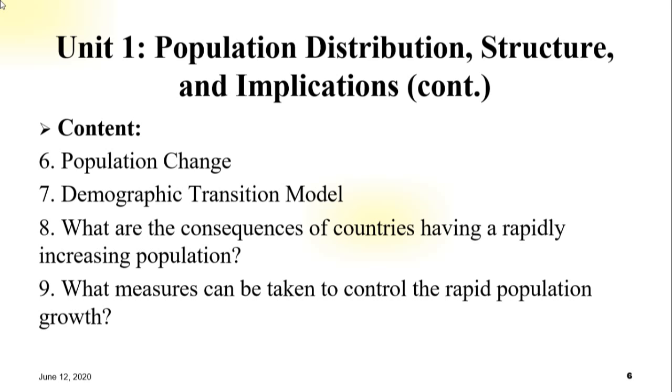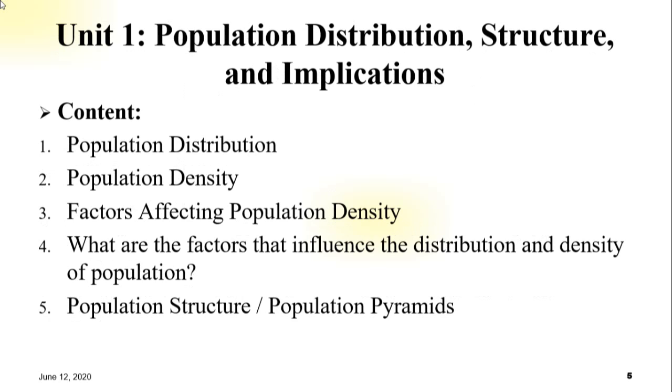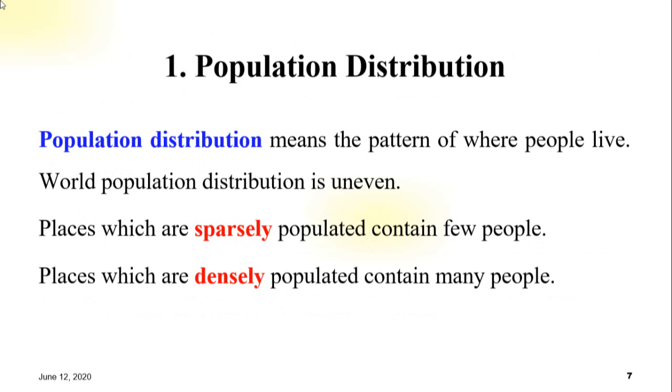Content number 6, population change. Number 7, demographic transition model. Number 8, what are the consequences of countries having a rapidly increasing population? And number 9 is the last point in unit 1. What measures can be taken to control the rapid population growth? Today I will show you only 5 points in unit 1 for this morning, from number 1 until number 5. Let's go together.